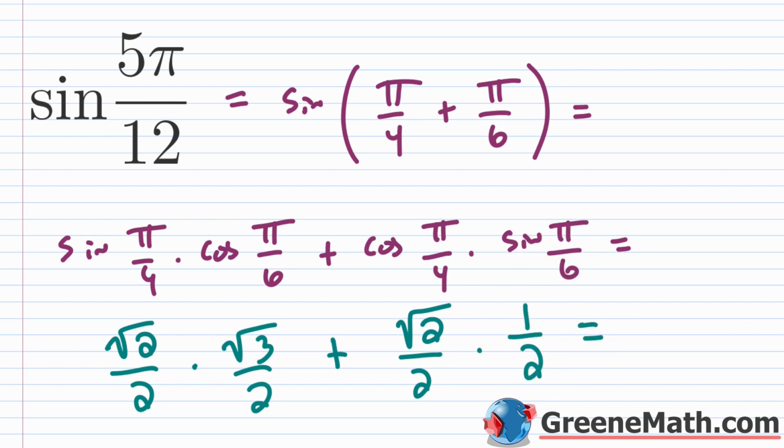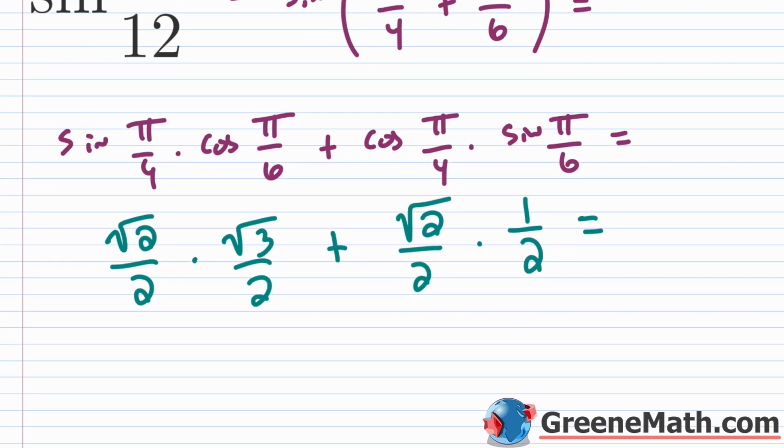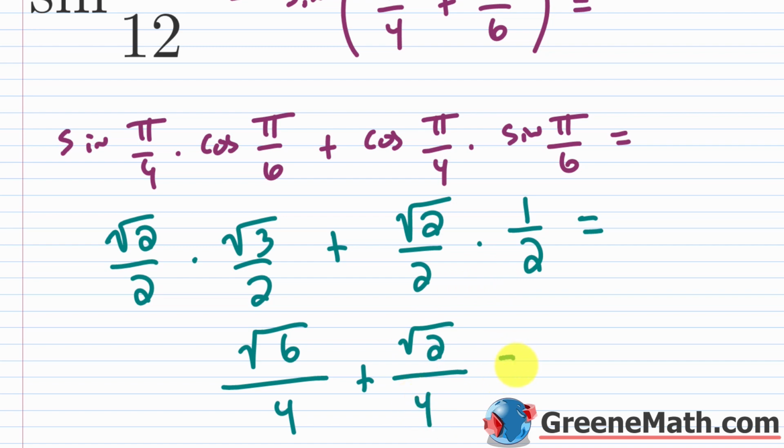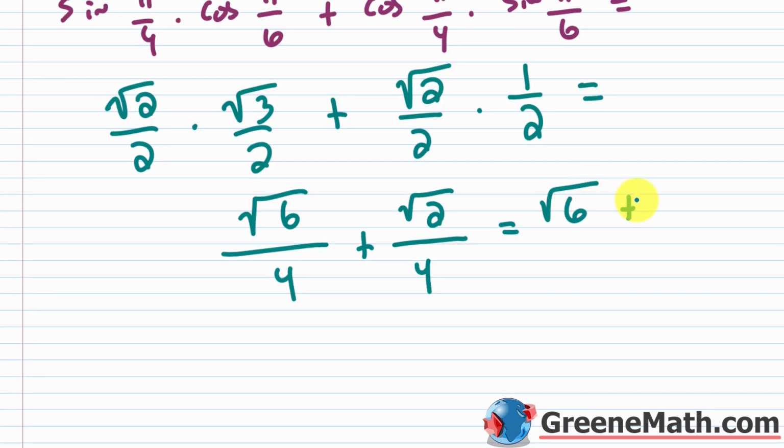Okay, so let's go through and do our calculations now. Square root of 2 times square root of 3 is the square root of 6, over 2 times 2, which is 4. Then plus square root of 2 times 1 is the square root of 2, over 2 times 2, which is 4. So this gives me the square root of 6 plus the square root of 2 over the common denominator of 4.